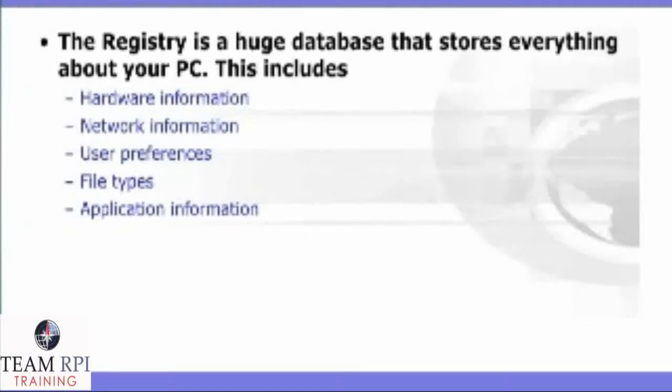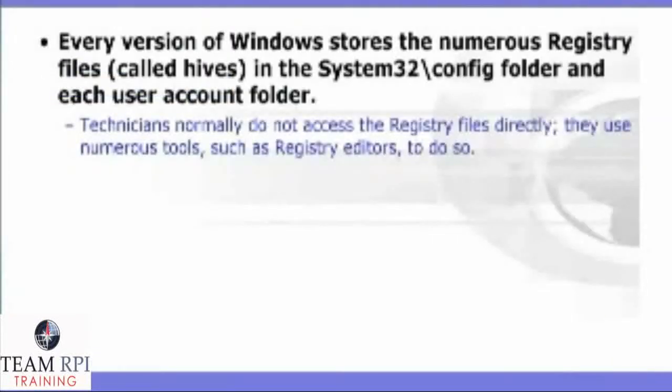The registry is a huge database that stores everything about your PC. It includes hardware information, network information, user preferences, file types, and application information. Every version of Windows stores the numerous registry files called hives in the System32 config folder. Technicians normally won't access the registry files directly. They use a number of tools such as registry editors to do this.